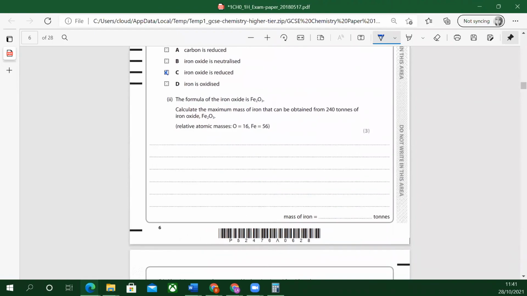Okay. The formula for iron oxide is Fe2O3. Calculate the maximum mass of iron that can be obtained from 240 tons of iron oxide. So we've got relative atomic masses, oxygen 16, iron 56.